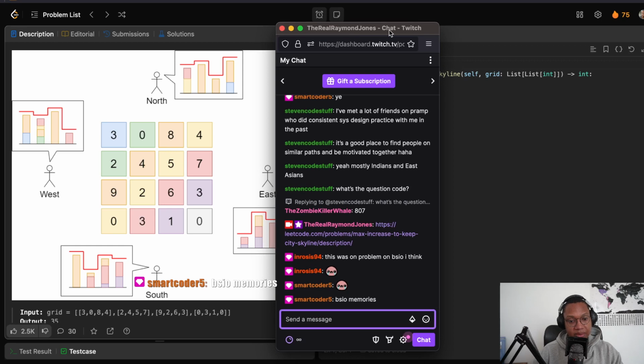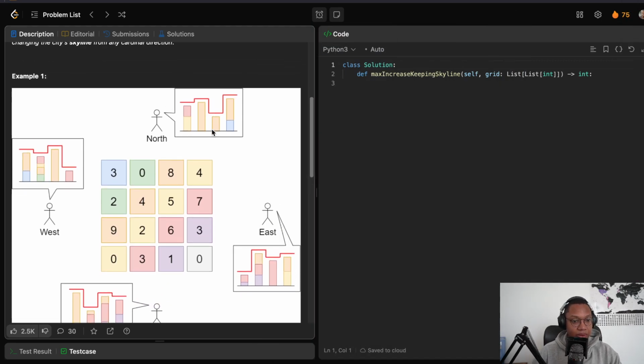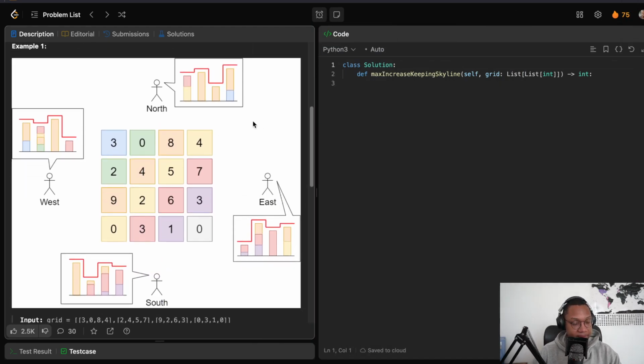This problem was on binary search. Throwback, throwback, throwback.